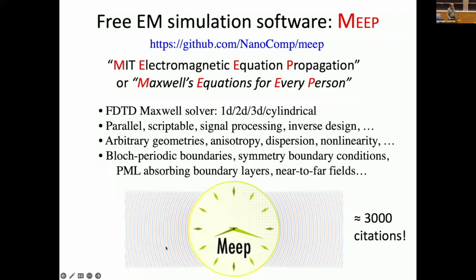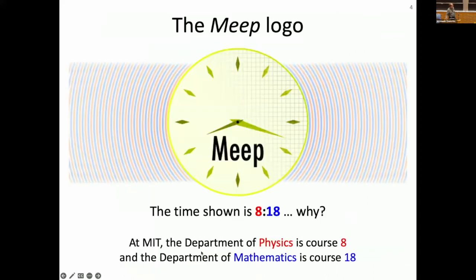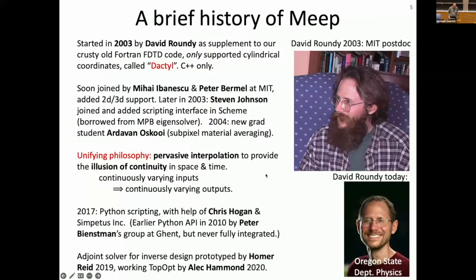You may notice the logo, which I created in 2003 or 2004. If you look closely, the time shown on this clock, which stands for time domain, and there's a grid there, is 8:18. The reason for that is that at MIT, everything has a number. The physics department is course 8, and the math department is course 18. And of course, this is when Meep was created. Actually, several of the people were in the physics department, and then I subsequently joined the math department in 2004. So Meep started out in 2003.